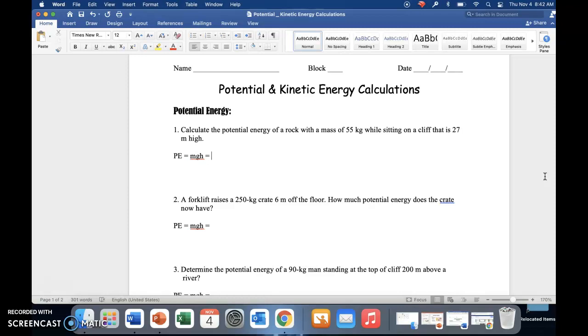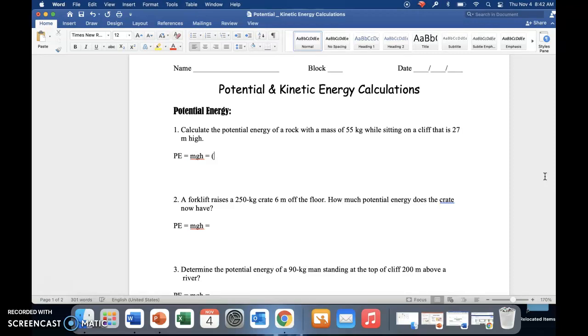Okay, so in the first problem, we are again calculating the potential energy. Specifically, we are calculating the potential energy of a rock that is 55 kilograms, sitting at the top of a cliff 27 meters high. So very simply, we follow the equation for potential energy, and that's simply mass times the acceleration due to gravity times its height.